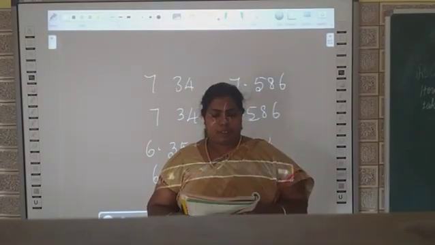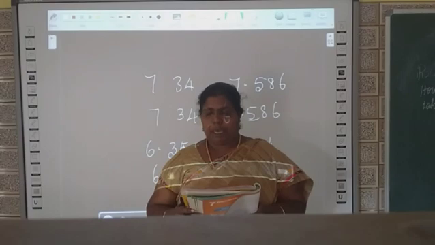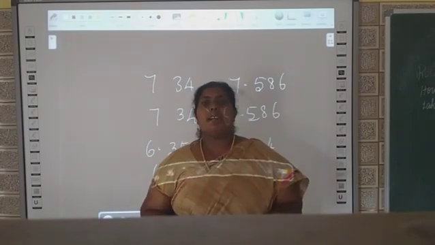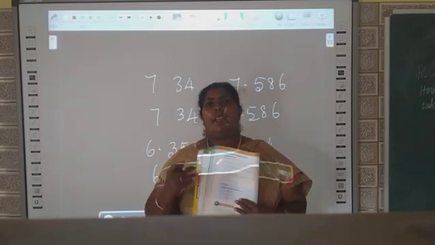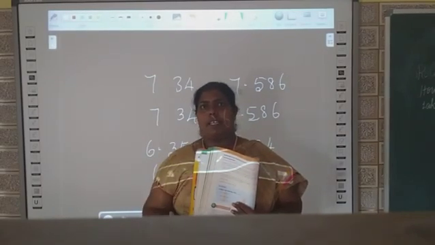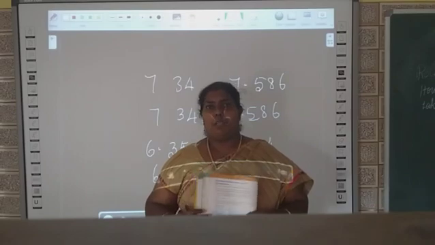Okay children? So your homework is exercise 7.2. They are comparing decimals and ordering. Ordering means ascending order or descending order. So please try to complete your homework.